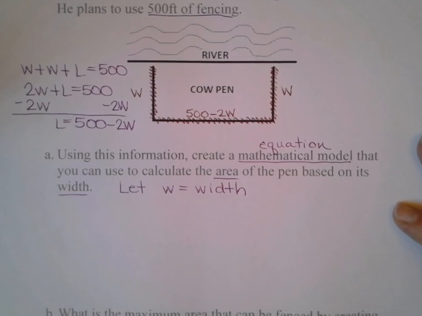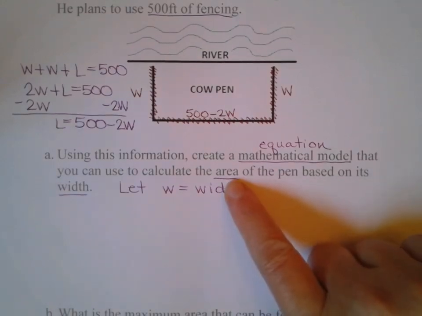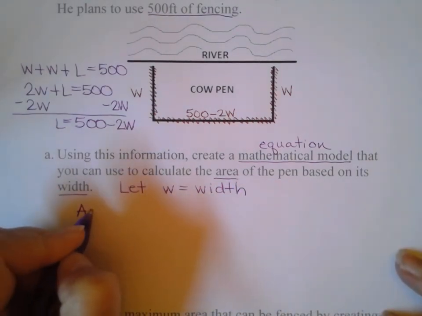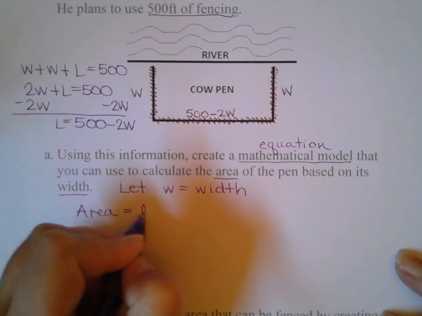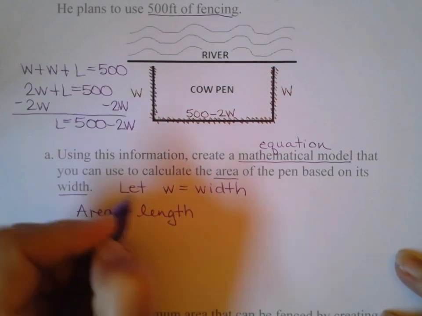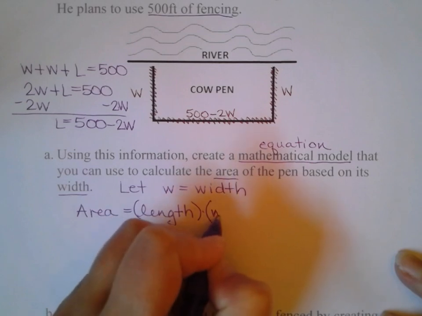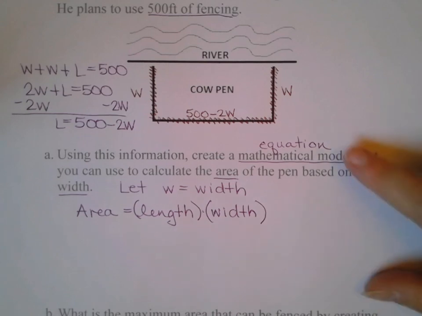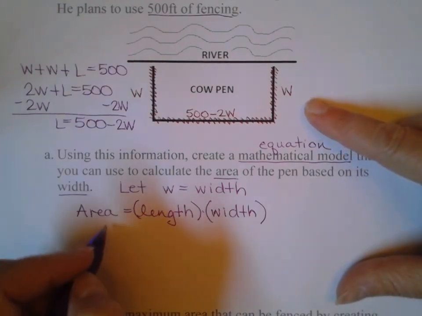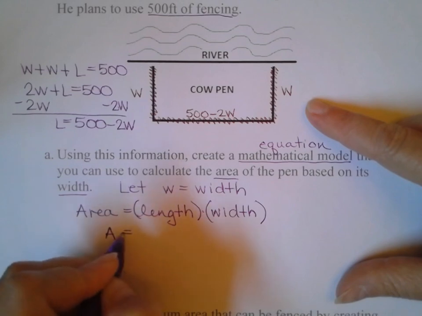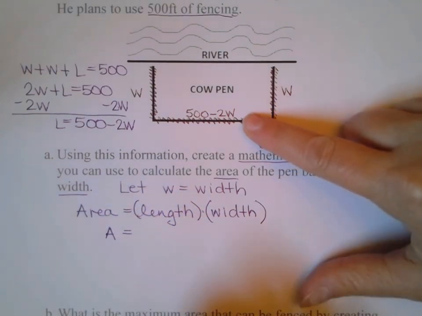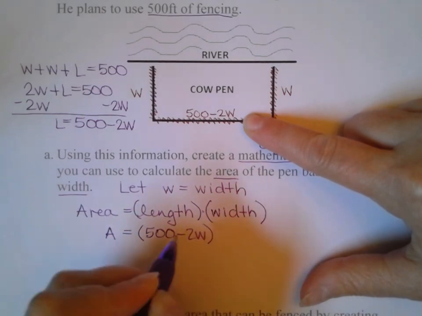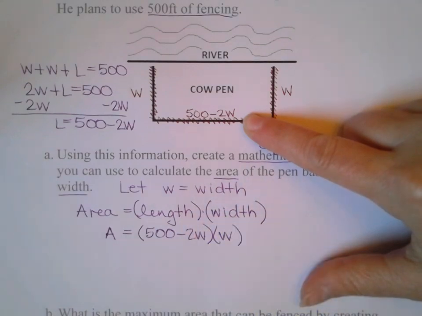All right, I guess the second part here is the fact that we want to create an equation for the area. This is a rectangular pen, so the area is the length times the width. So here's where my variables are going to come in. So I can represent the area of this pen. 500 minus 2W is what I'm using for the length. And W is what I'm using for the width.